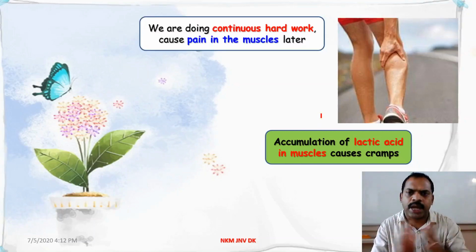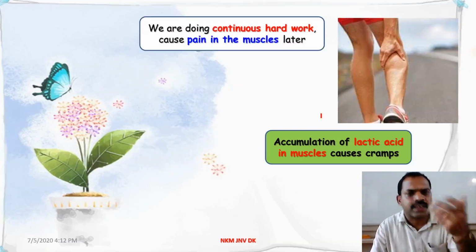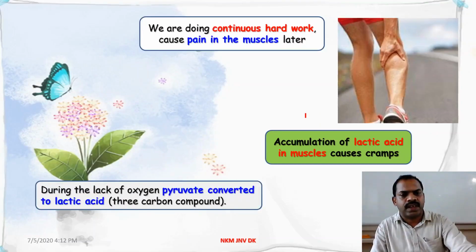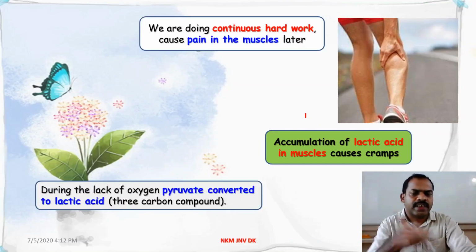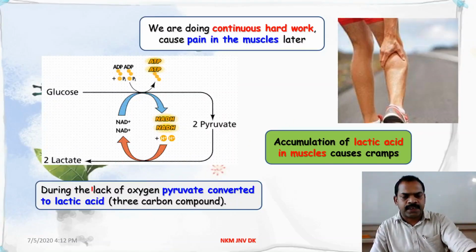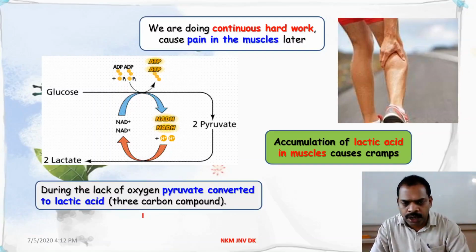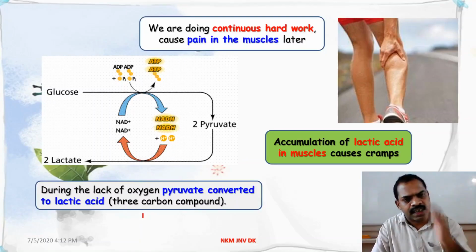Okay, this is muscular cramps because of accumulation of lactic acid in muscles. Then how does lactic acid form there? Lactic acid is also formed as a result of another type of anaerobic respiration. What is that? In the absence of oxygen, pyruvate is converted into lactic acid. So where does it happen? It does not happen in microbes naturally. It does not happen in plants. It does happen in the muscles of animals.